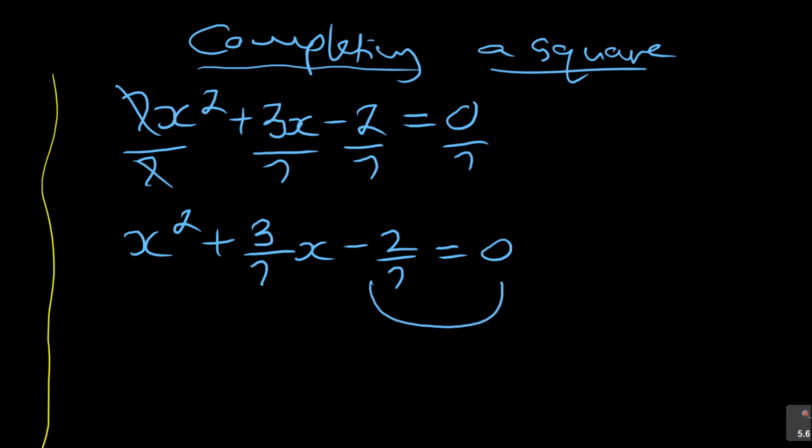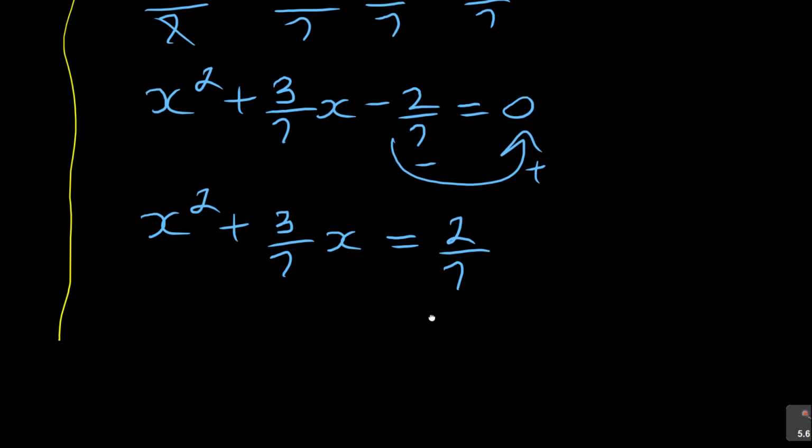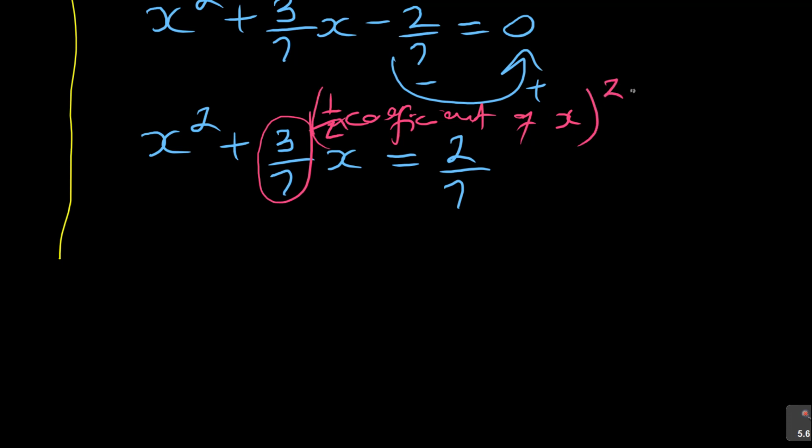Then after that, take that to the other side because it must not be there. So you can have x squared plus 3 over 7x is equal to, from negative it becomes positive, which is 2 over 7. Getting better and better. And from there you are ready to know the coefficient of x. This is the coefficient of x. Remember, you're going to say half times coefficient of x squared. That's how you complete a square.